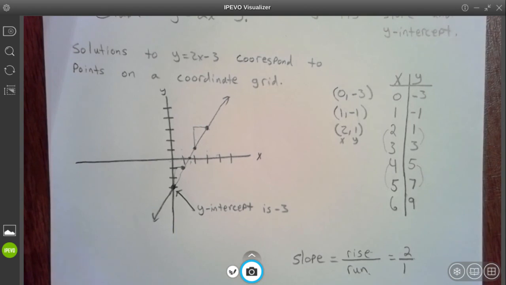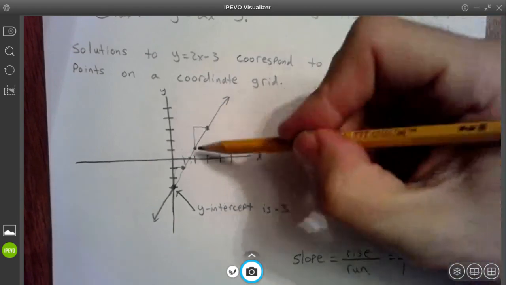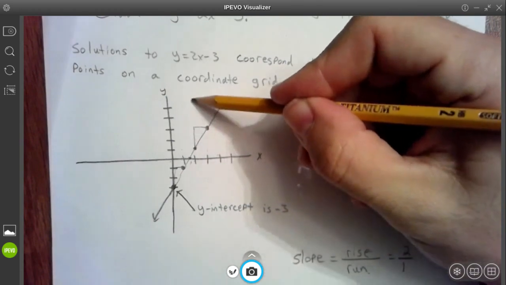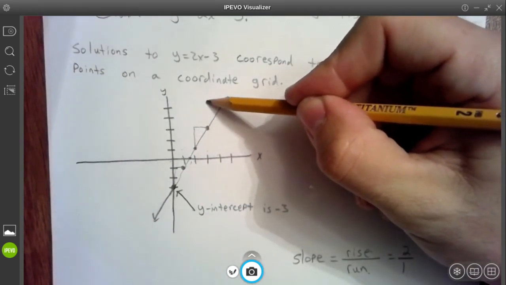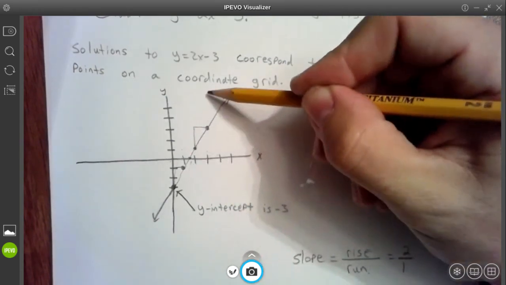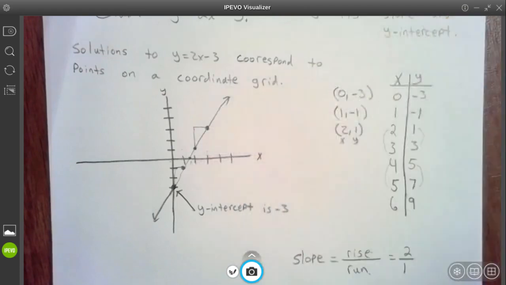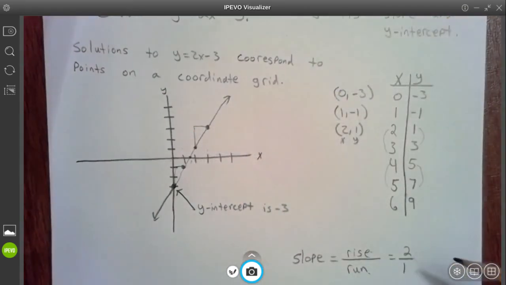If you instead rose 4 and then went over 1, that would be really tilted. That's the idea. So the greater your slope is, the more tilted the line's going to end up looking. All right, I think that's about it. We've got our y-intercept, we've got our slope. We'll do some more examples.